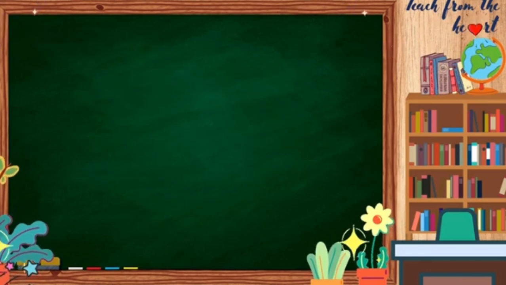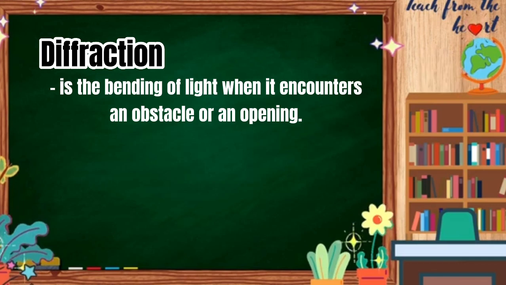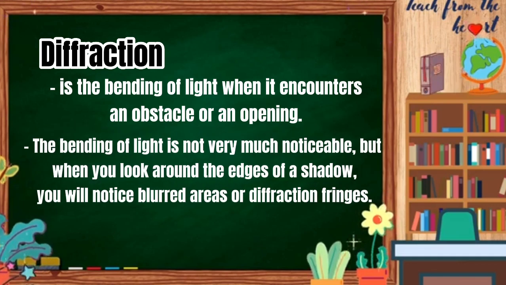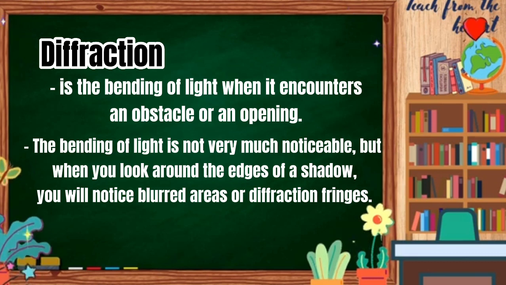And now let's proceed to diffraction. Diffraction is the bending of light when it encounters an obstacle or an opening. The bending of light is not very noticeable, but when you look around the edges of a shadow, you will notice blurred areas or diffraction fringes.